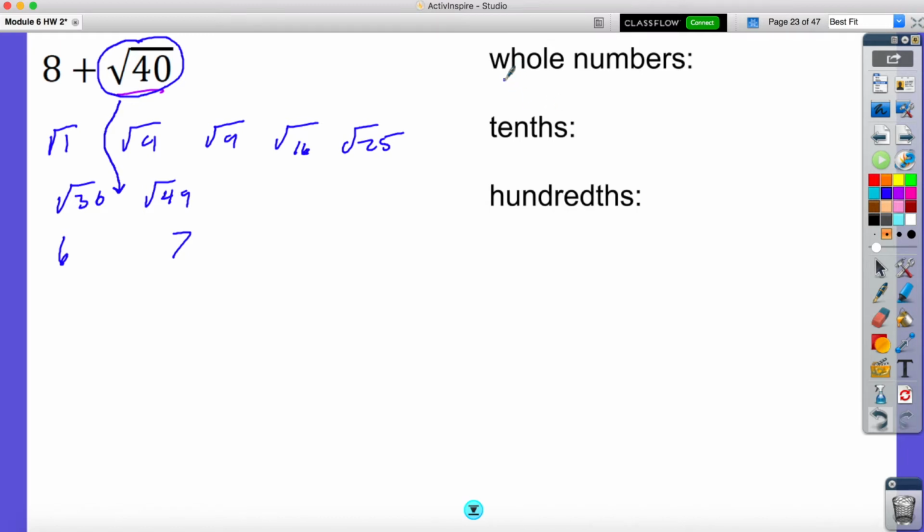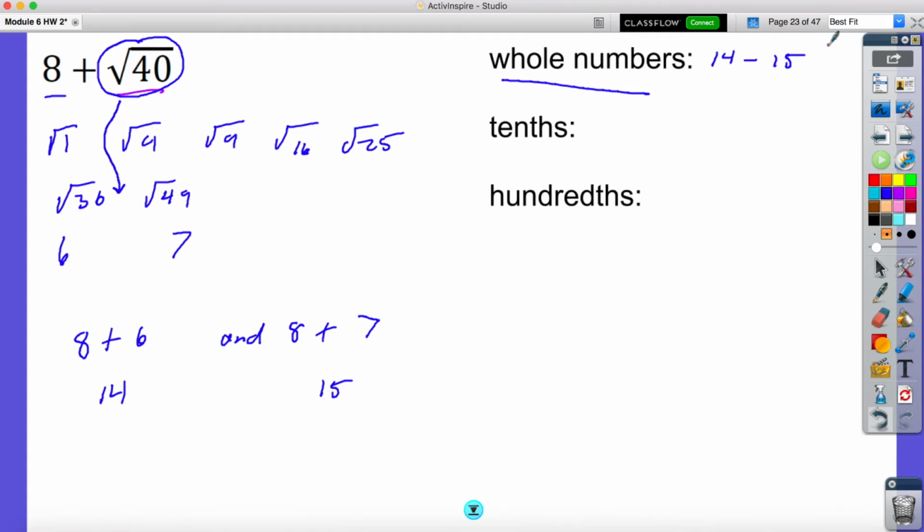So it says, what whole numbers is 8 plus radical 40 in between? What we would do is basically get a range. I'm going to have 8 plus the smallest value it could be, which is 6, and I'm going to take this 8 and add it to the largest number it could be, which is 7. So I know it's between 14 and 15. Okay, so that's the easiest of it.